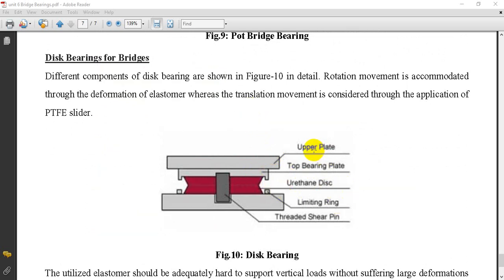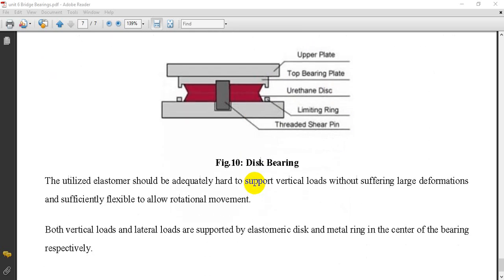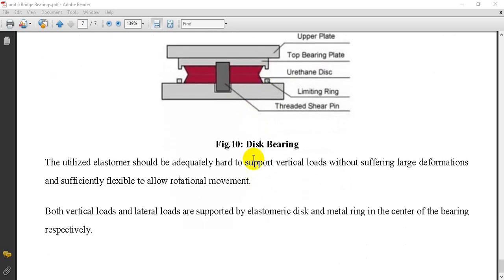So in this type of bearing, the top bearing plate, urethane disc, limiting ring and threaded shear pins are provided. So this is the last type of bearing, that is a disc bearing. Here the rotational movement is accommodated by the deformation of the elastomer. Here again an elastomeric plate is used, they have said urethane disc, but it is a similar type of disc which accommodates deformation and rotation.